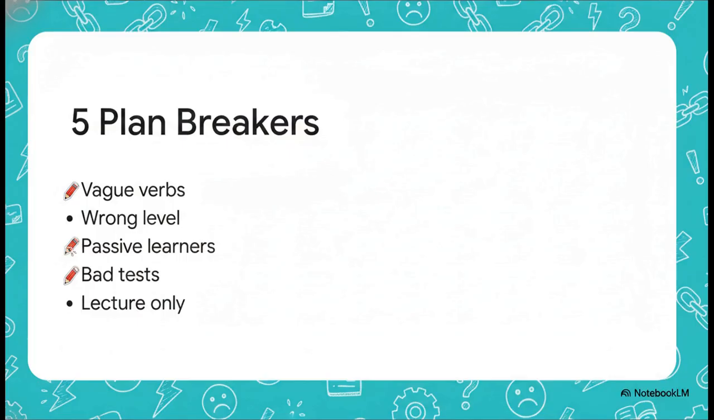2. The outcome level doesn't match the learner's actual experience level. 3. Passive learner activities. Just watching or listening isn't enough. They need to do something. 4. Misaligned assessments that test the wrong thing entirely. And 5. Didactic lecturing as your only method. Active thinking is an absolute requirement.